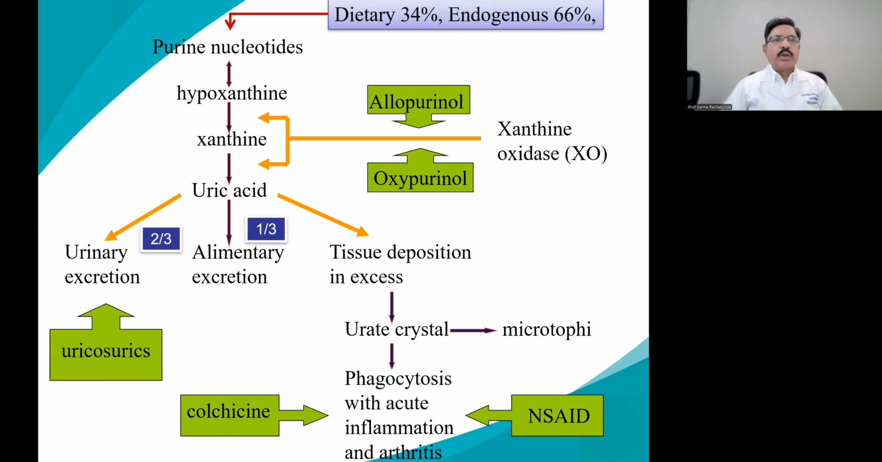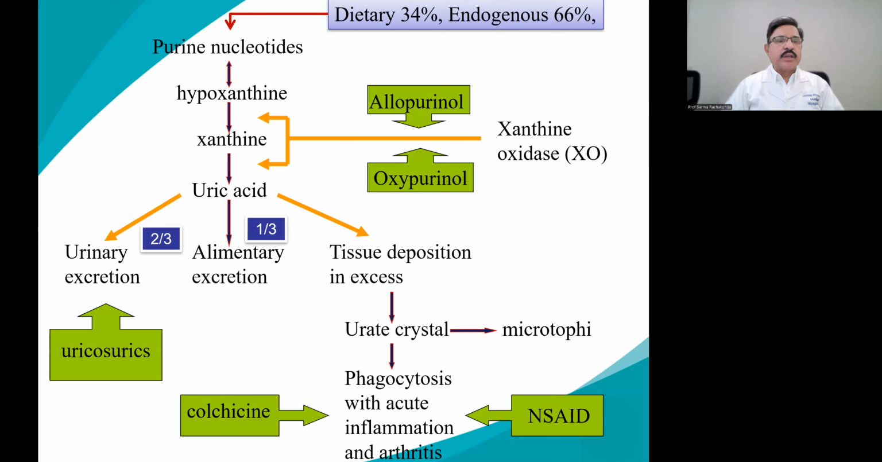The purine nucleotides or purine bases are converted into a product called hypoxanthine. This hypoxanthine has to be converted into xanthine by an enzyme called xanthine oxidase, also called XO. Xanthine oxidase is the enzyme which converts hypoxanthine to xanthine. And xanthine has to become uric acid. And this uric acid, how is it metabolized?